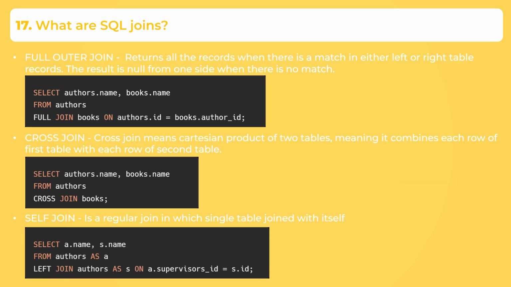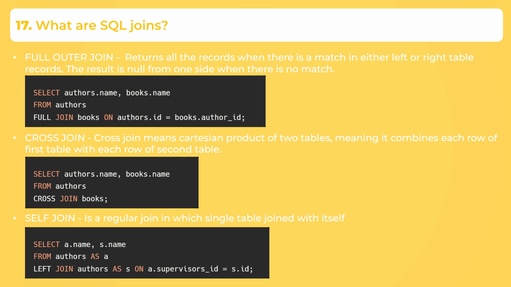So next type of join is full outer join. Returns all the records when there is a match in either left or right table. The result is null from one side when there is no match. Select author.name, books.name from authors full join books on author.id equal to books.author.id.